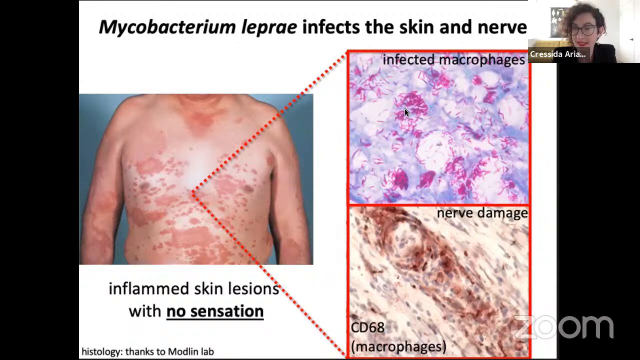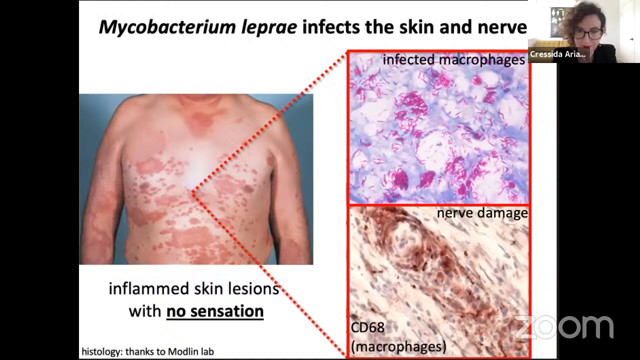The other thing you see in these skin lesions is a dense infiltration of macrophages sometimes into the nerves and destruction of those nerves. So here is a nerve biopsy from a leprosy patient stained with CD68 marker for macrophages. This staining was done by Rosani Telles at the Modelin lab, another contribution of Brazilian scientists. So you often see these macrophages that have invaded the nerve in leprosy biopsies from the nerve.